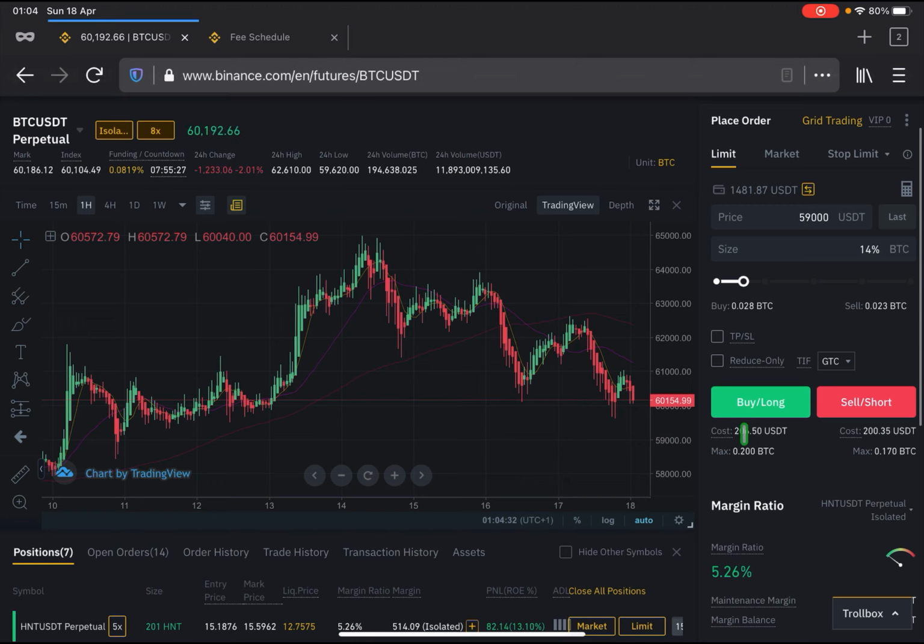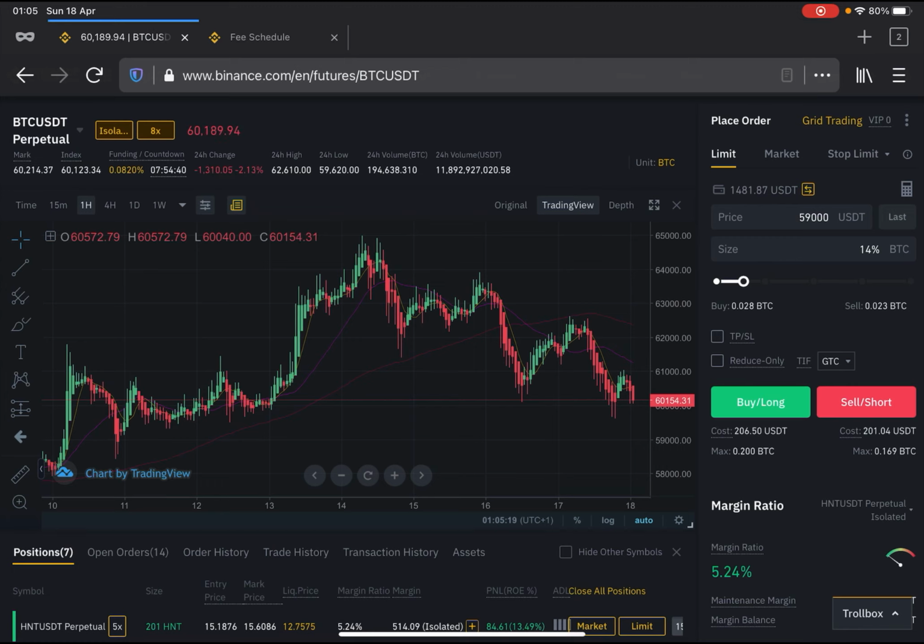Always look at this first. I don't care about all of that. I always look at how much it's going to cost me to place that trade, because I know it's on 8x already. So if I put in 200 USDT here, $200, it's going to multiply it by 8. So I'm really trading with 200 times 8, which means 1,600 USDT at 8x, but it's only going to cost me 200. You're able to trade with a smaller amount of money and still make massive gains.